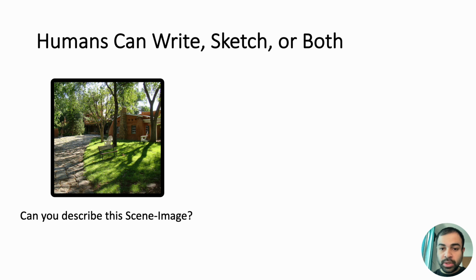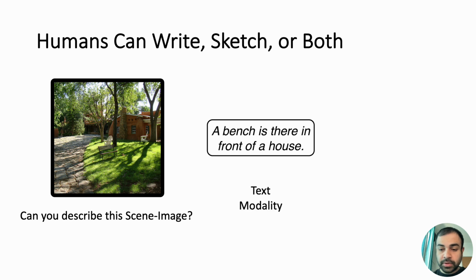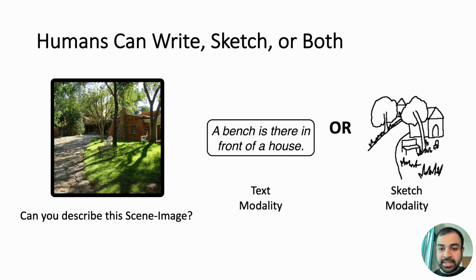As humans, we can use text or write a textual description for this scene. A bench is there in front of a house. Or maybe it doesn't capture the essence of the scene. Maybe a sketch can do a better job.